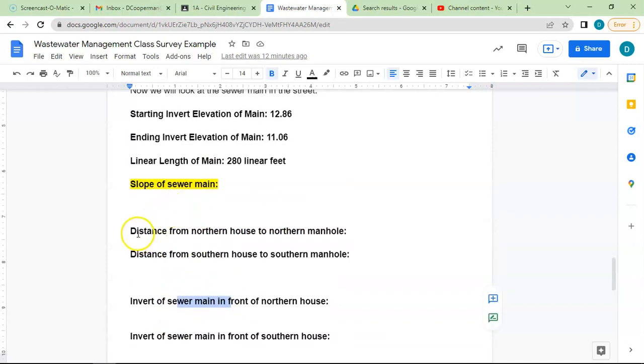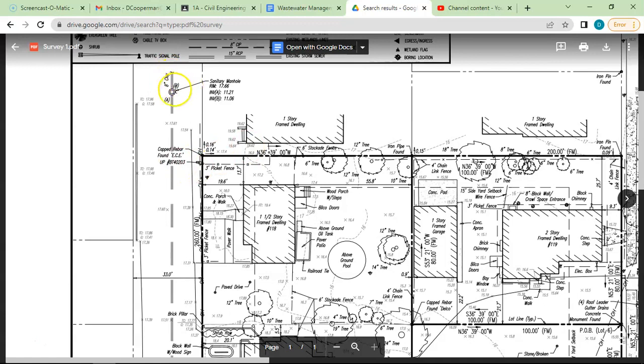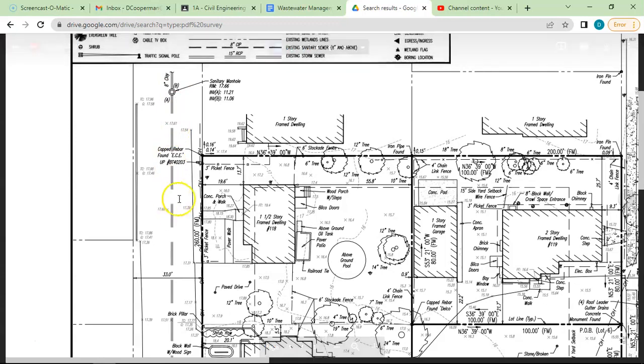Okay, let's backtrack a little bit. Now we're going to find the distance from the northern manhole to the invert in front of the northern house where it's going to be connecting to the main. So basically from here, this is the northern manhole. How long is it from here to here, roughly?